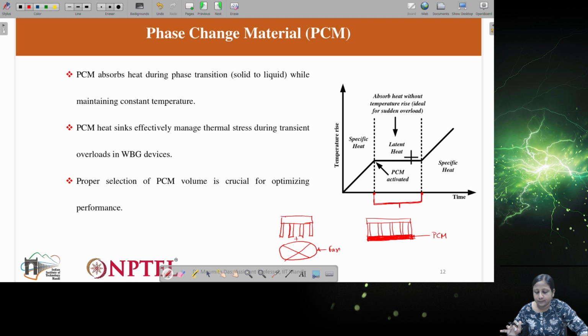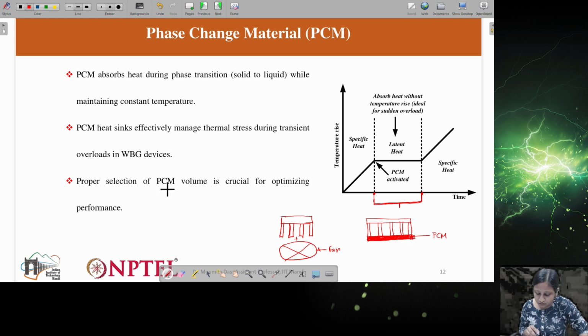This is very useful for wide bandgap type of devices, because there is high frequency operation, and during transient time or the switching time, there can be transient overload stress, or maybe thermal stress in the device. That can be taken care of by using the PCM based heat sink.